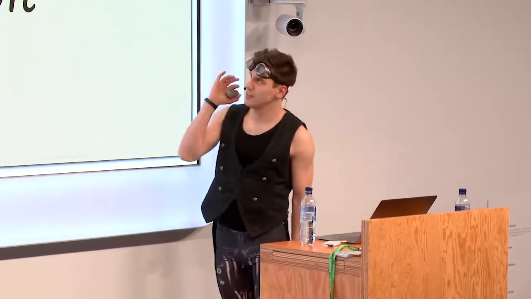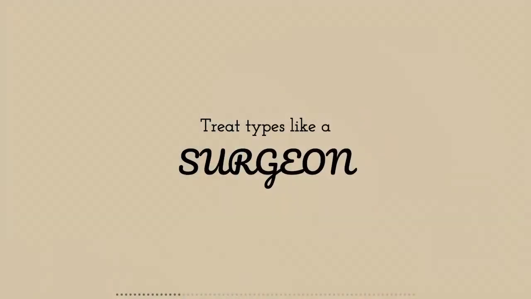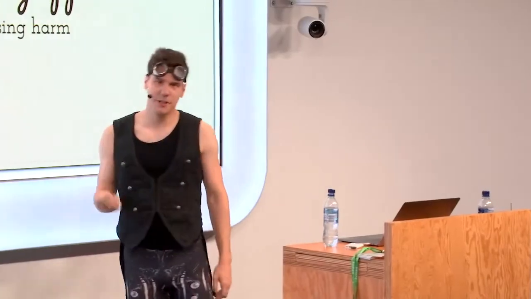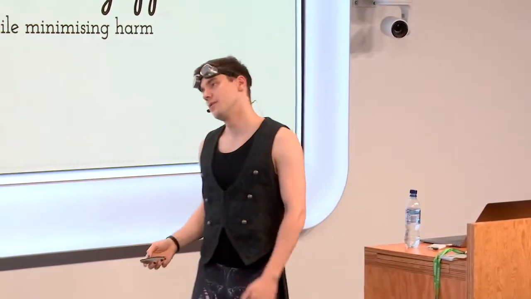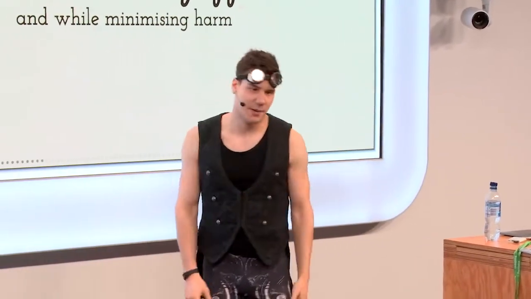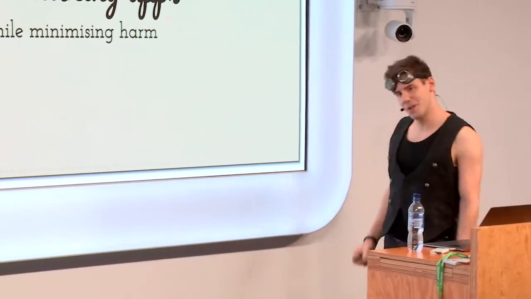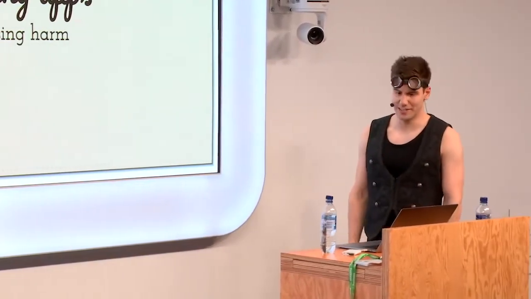So we should treat types like a surgeon, by which I mean we should find the area we want to apply types to, we want to pick the correct tool, and we want to wiggle around in the patient, causing the least harm possible. We're going to focus on how static types can benefit existing apps while minimizing harm. Now, we're going to focus mostly on existing apps. Writing new apps in static types is much easier, and many of these tips will still apply. But the hard part is putting them into things that already exist.